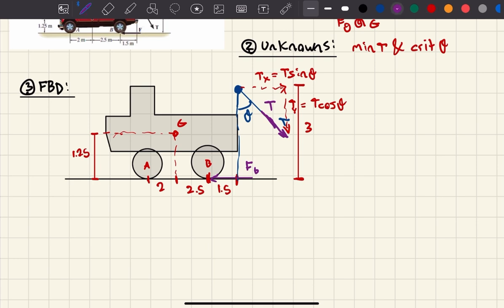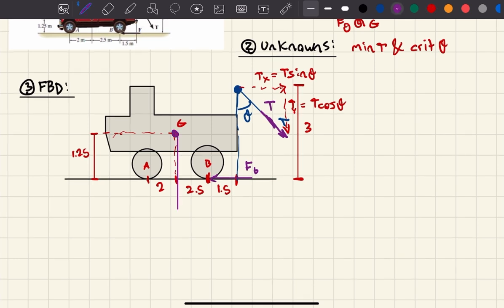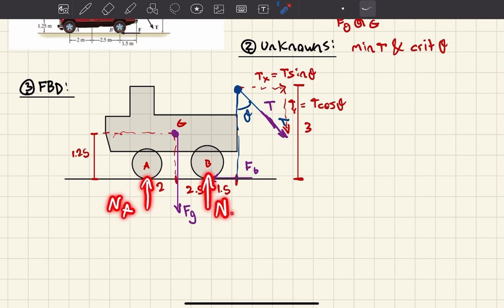Well, we also have, as we determined, Fg acting at point G, basically the weight of the vehicle. We also have one more force. Some of you may be tempted to say that there's two more forces, but no, there's one more force, and that's the normal force. You may say that we need NA and we need NB. Well, you're right, but only half right, because we do not have NA.